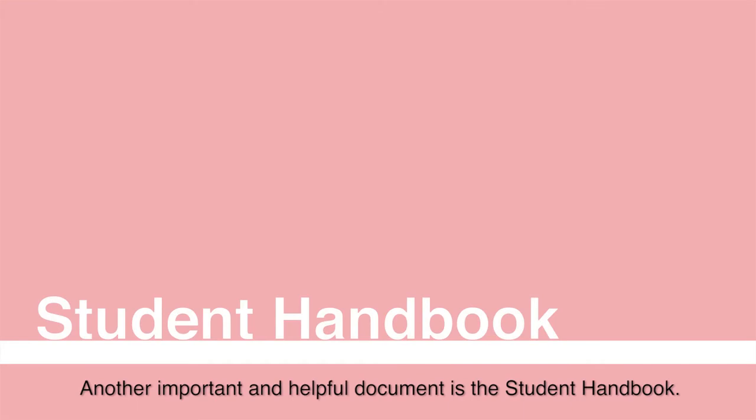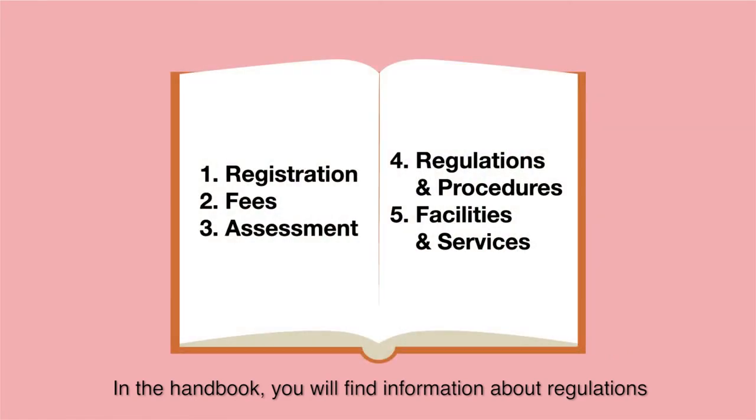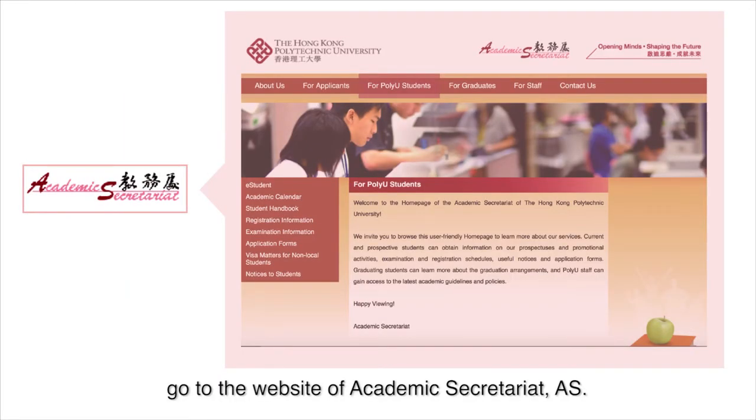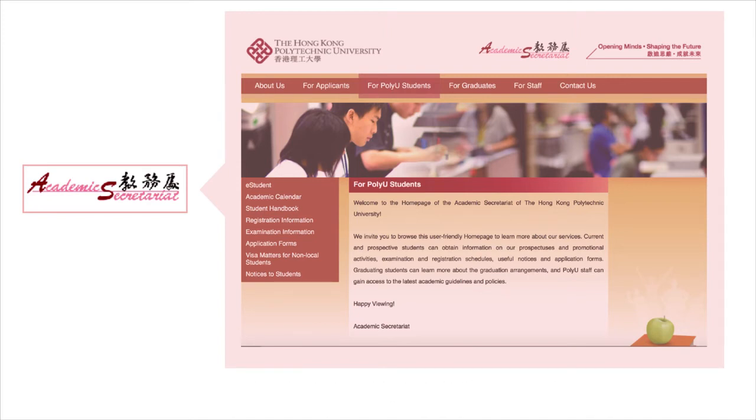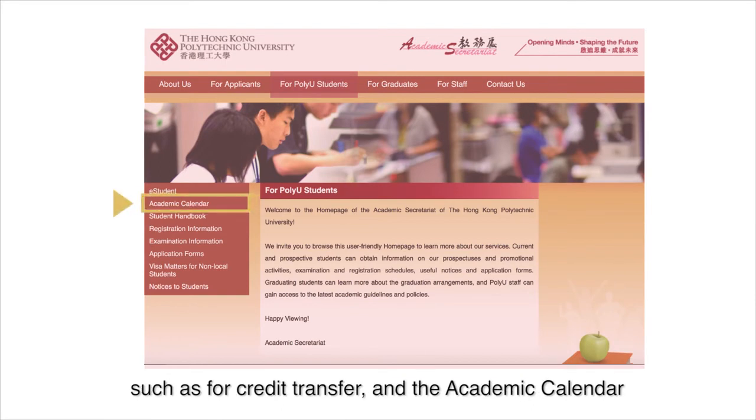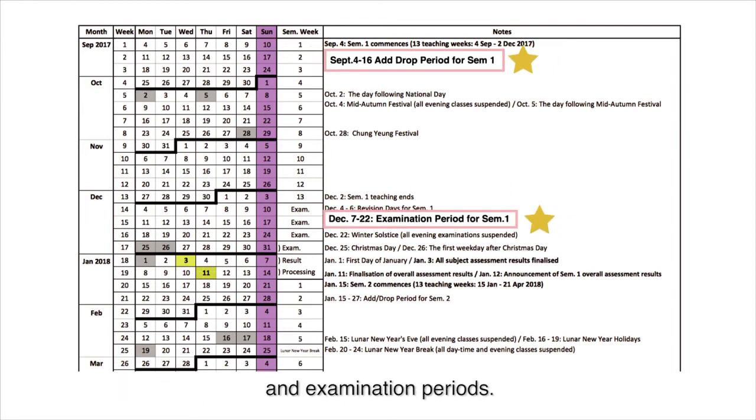Another important and helpful document is the Student Handbook. In the handbook, you will find information about regulations and procedures related to most of your academic decisions, such as credit transfer, subject registration, and assessment. To download the Student Handbook, go to the website of the Academic Secretariat, AS. The AS website is a very informative website. You should bookmark it. You will also find from this website various application forms, such as for credit transfer, and the academic calendar, which shows the important dates, such as add/drop period and examination periods.